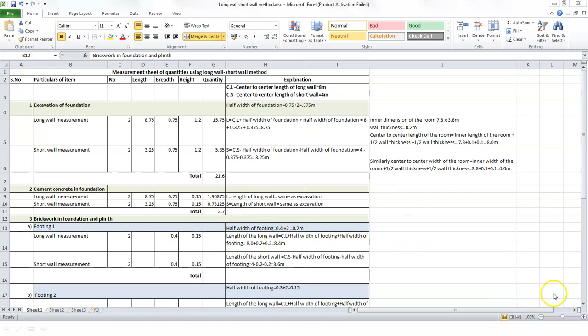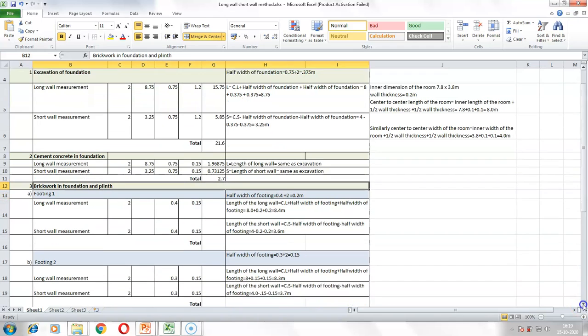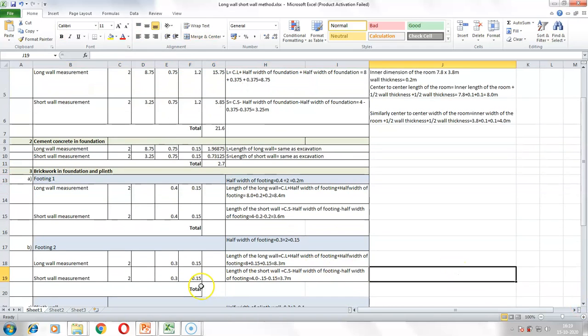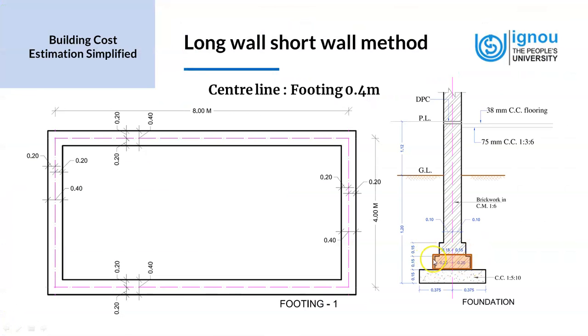Now the next item to find out is brickwork, right? And so we're going to find the brickwork in foundation. And so for that, first we find the first footing. There are 2 footings, and we're going to find the measurement of the quantities in each footing. So the first brickwork is in the first footing that we are going to look at, and it has got a width of 0.4 meters and a height of 0.15 meters.